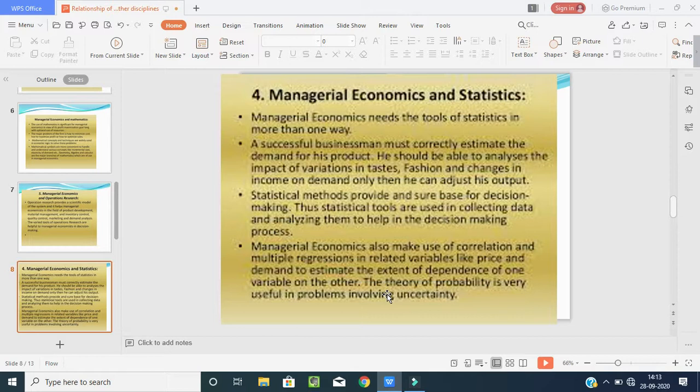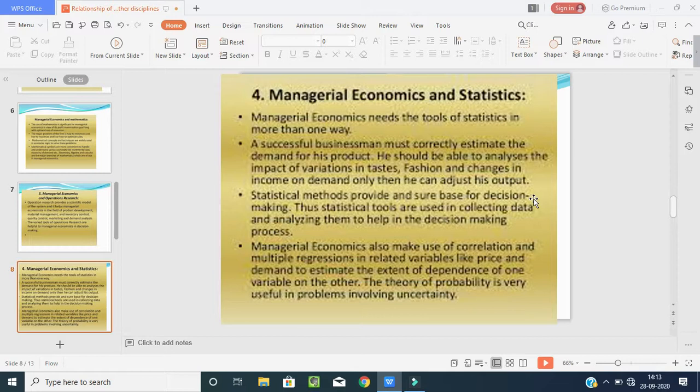Now, managerial economics also makes use of correlation and multiple regression in related variables like price and demand to estimate the extent of dependence of one variable on the other. The theory of probability is very useful in problems involving uncertainty. Future risk, uncertainty, natural calamities, sometimes what will happen, all these things will be a risk. This kind of problems will come in future.